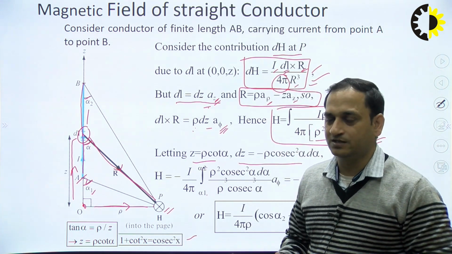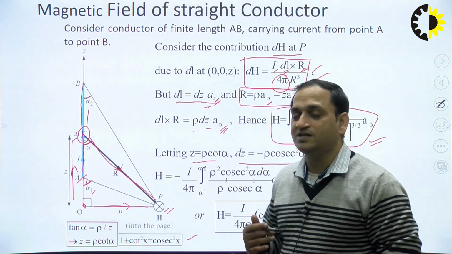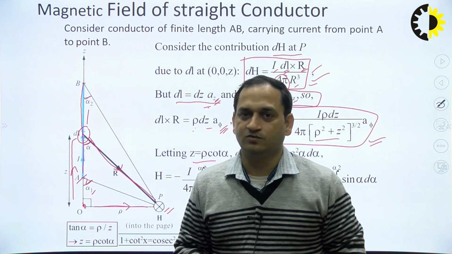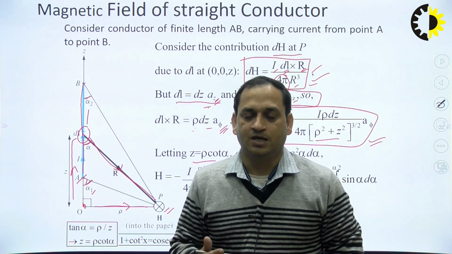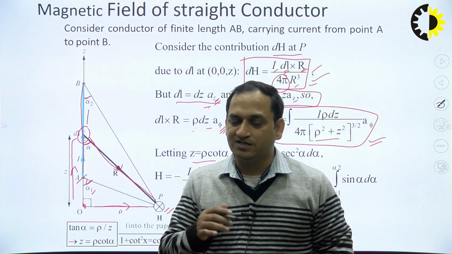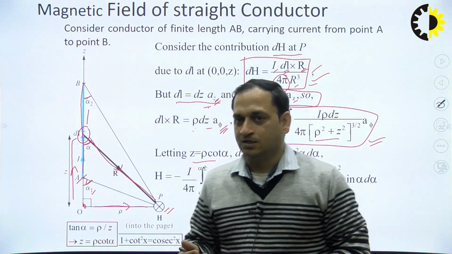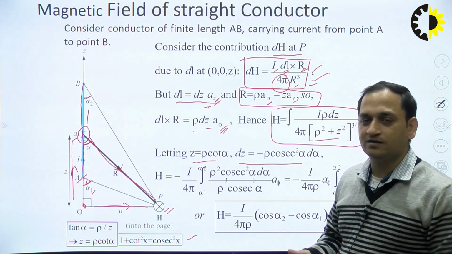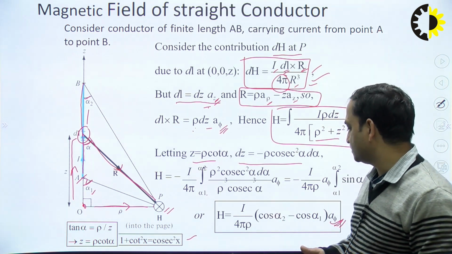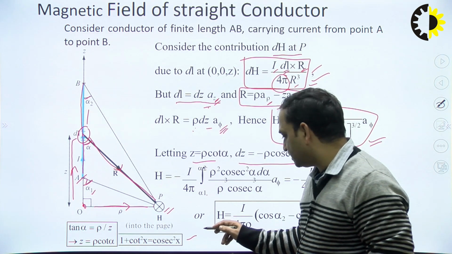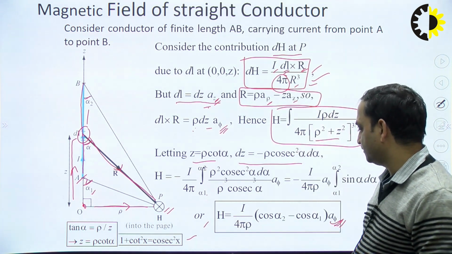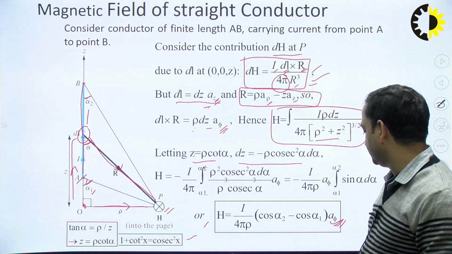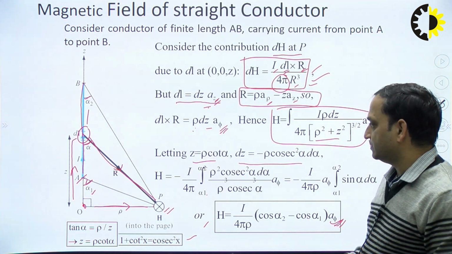So I believe this is a prerequisite for this EMFT. Trigonometrical formulas you must know, differentiation, integration, and change of transformations. In sine, cos, tan, cot, cosec, sec, all these are very basic things which you must know. So here H is equal to I upon 4 pi rho into cos alpha 2 minus cos alpha 1 into A phi.